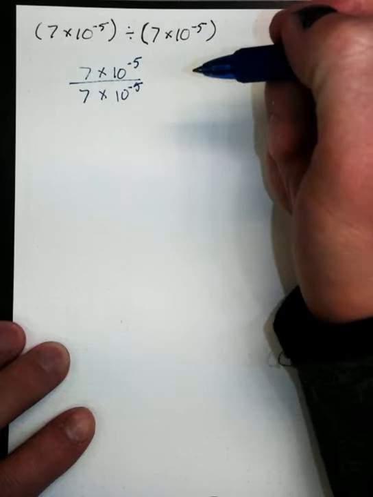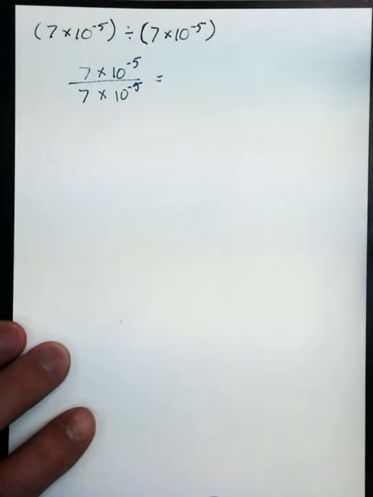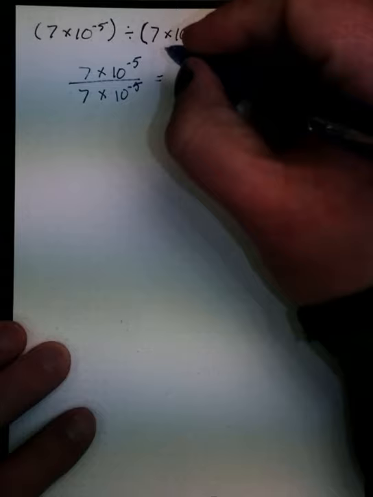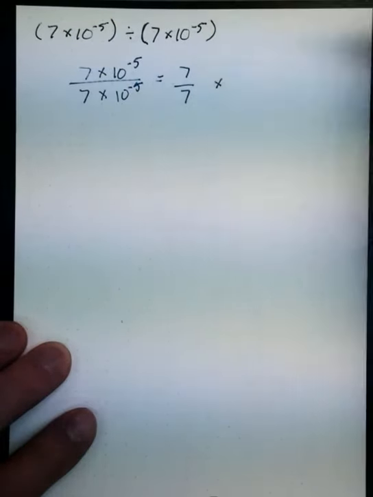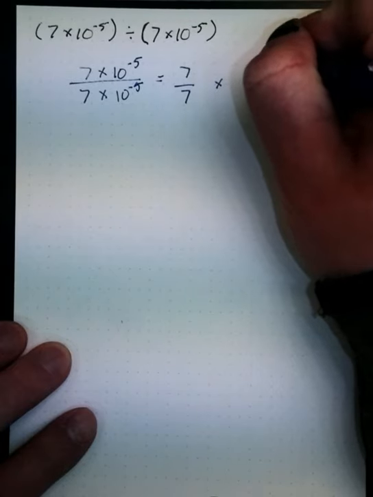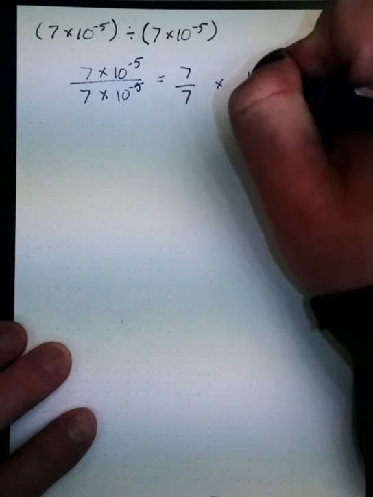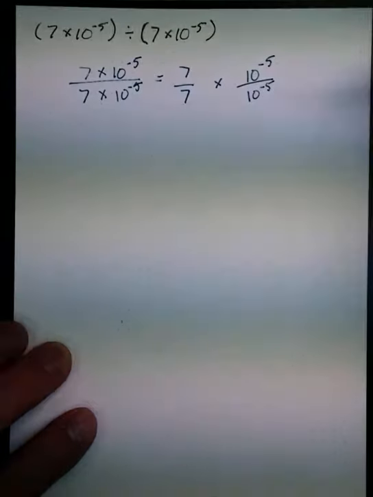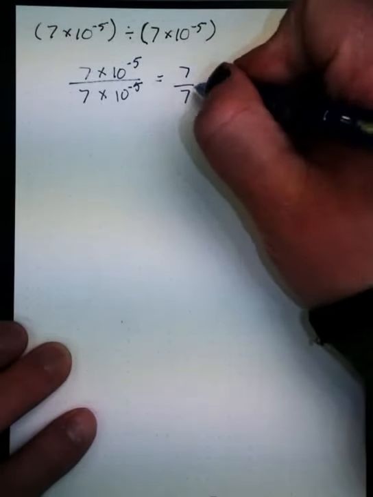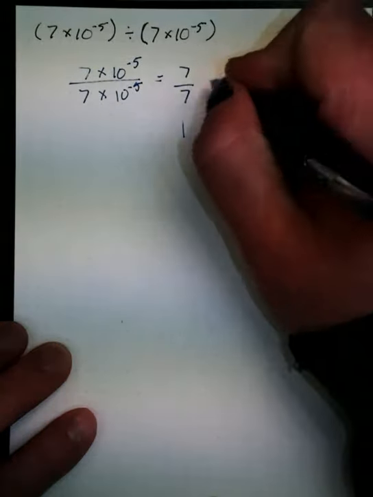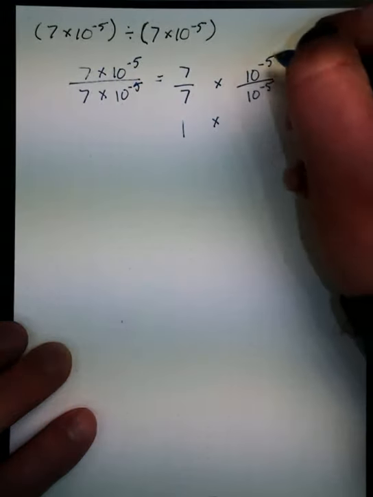Some things that you might not know that you can do is look at this as two different parts: 7 divided by 7 times 10 to the negative fifth divided by 10 to the negative fifth. Any number divided by itself is 1. I'm going to drop this down.